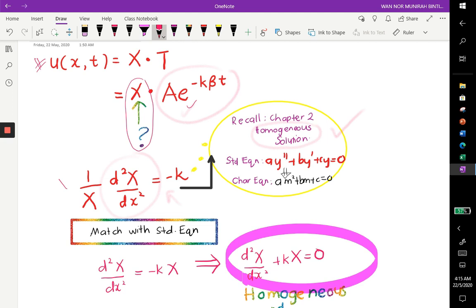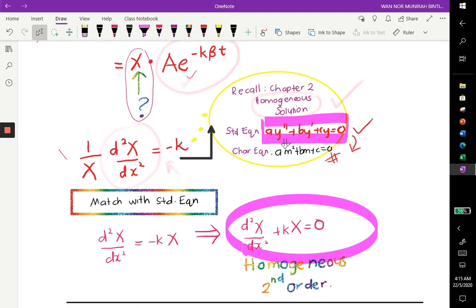So how do we get the homogeneous solution? We need to find the standard equation of second order, which is a y double prime plus b y prime plus c y equals 0. In order to get the solution, first we transform this equation into the characteristic equation, which is a m square plus b m plus c equals 0. Sometimes we call this the auxiliary equation.